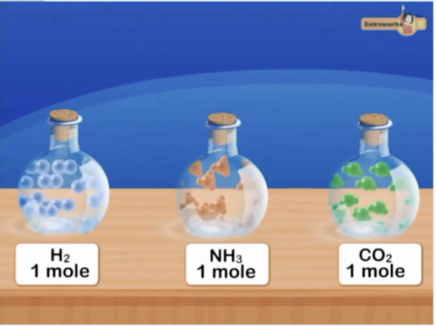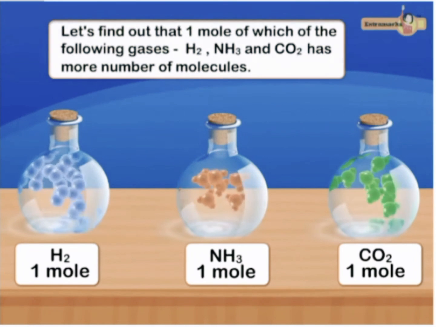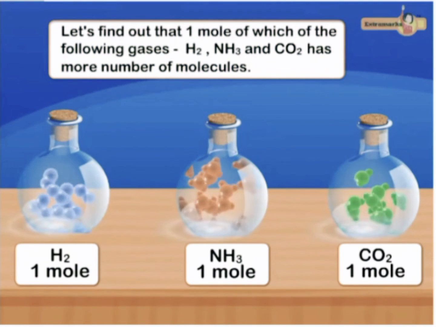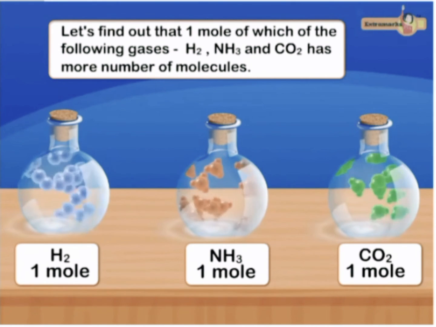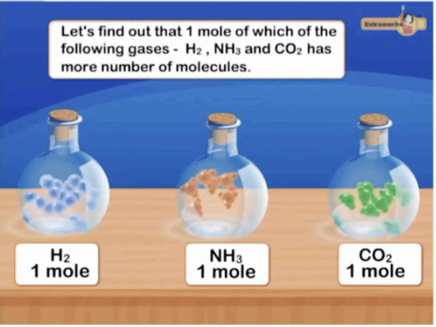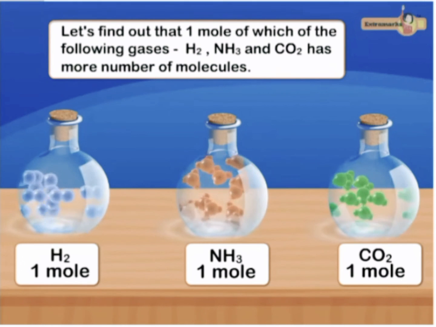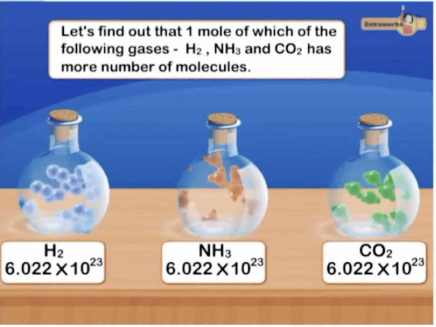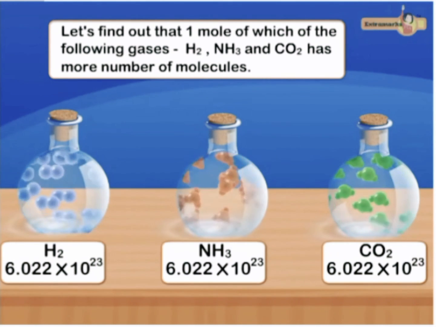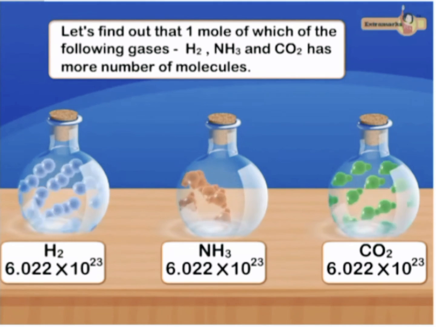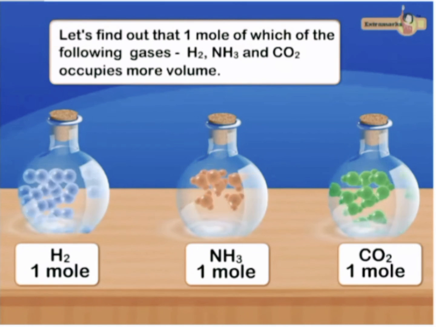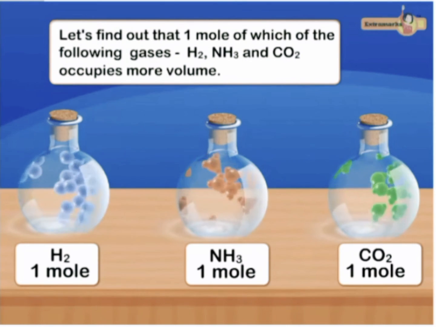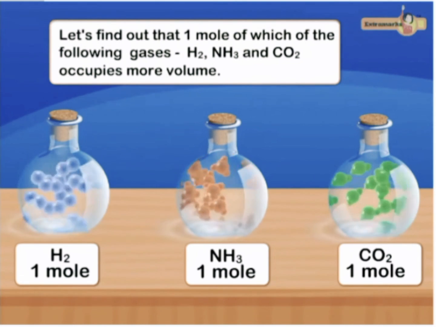Let us find which of these gases, hydrogen, ammonia, and carbon dioxide, has more number of molecules in 1 mole. It is observed that 1 mole of all of these gases have 6.022 × 10^23 molecules. Let us try to find 1 mole of which of these gases will occupy more volume.